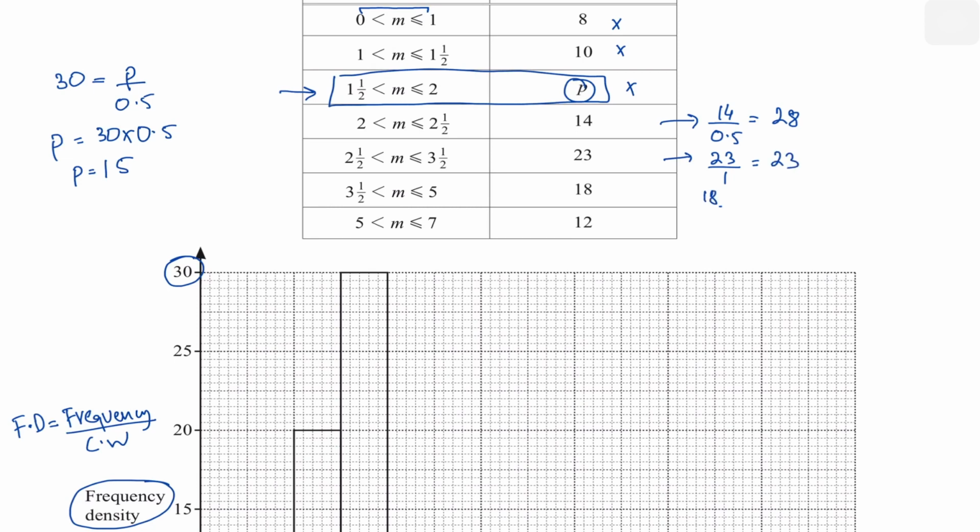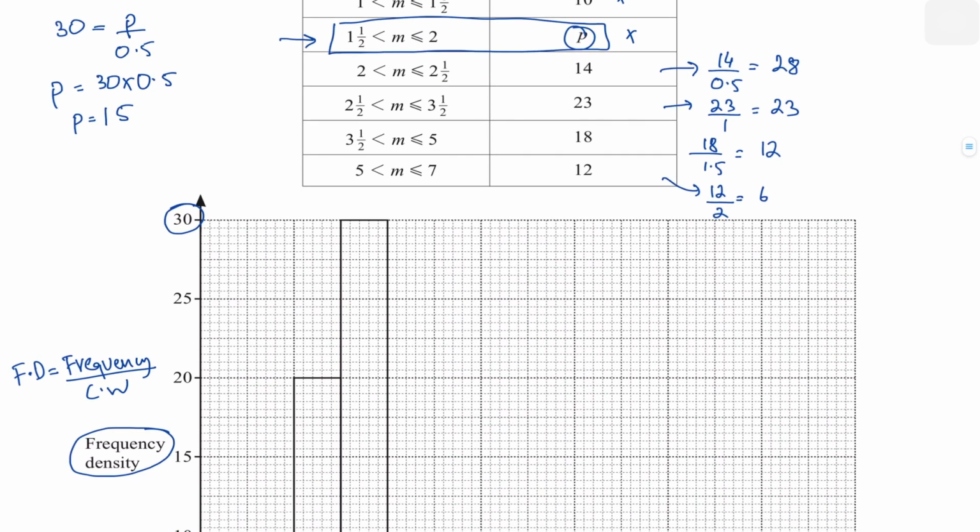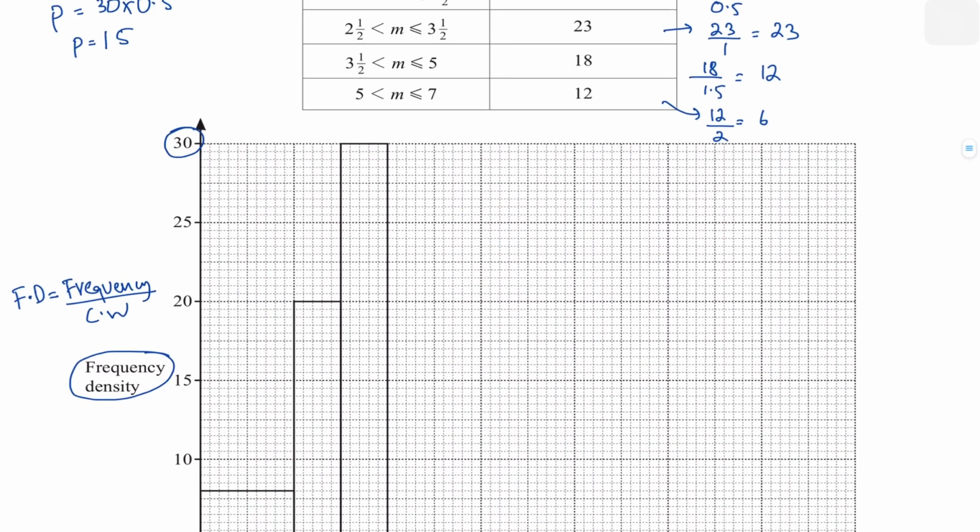And for this, we're going to take 18 and divide by 1.5. So let's figure that out. Should be 12, but let's just double check. Yep, that's 12. And for this, we're going to take 12 and divide by 2, which is equal to 6. So now that we have the frequency densities in front of us, it will be a lot easier for us to plot the histogram, to complete the histogram.